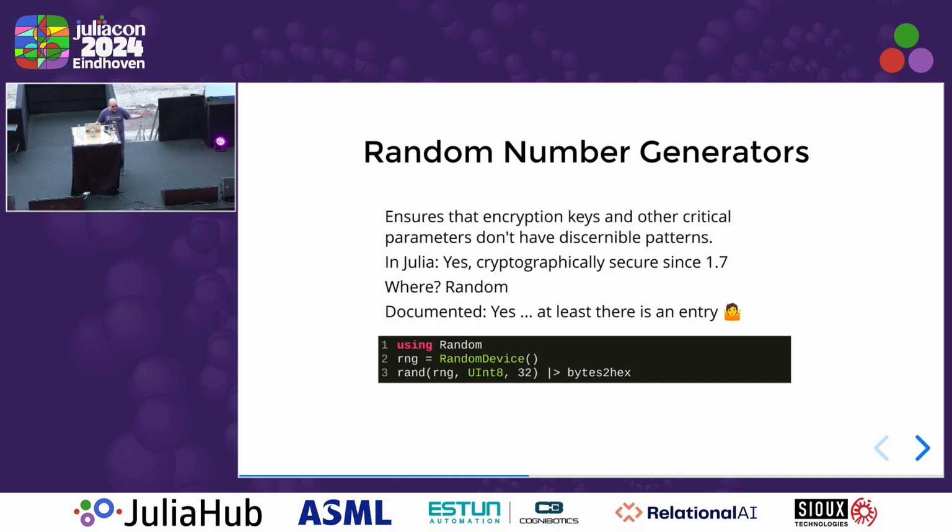I don't know if they claim it's cryptographically secure. Again, I'm not an expert, but that's what they claim. Documentation has an entry. That's the extent of my knowledge about it. You can use it like that, using the Random package. You use the random device, the one that's cryptographically secure, and you can generate bytes in that way. I don't know if it's cryptographically secure, but at least you can use it. And the documentation says that's cryptographically secure since 1.7. Is that true? 1.7? No? Okay.